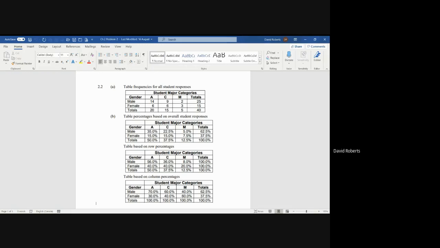The bottom table is based on columns, so we're breaking this down by major. The previous one was by gender. So the columns are the majors. 70% of accounting students are male, 30% are female. 60% of computer students are male, 40% female, and 40-60 for marketing for male, female.